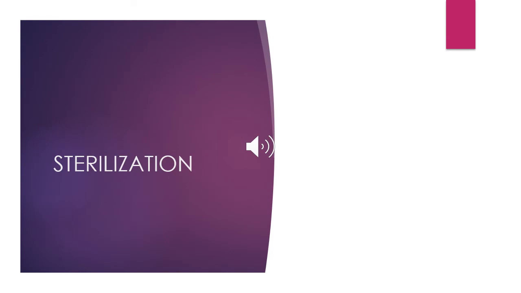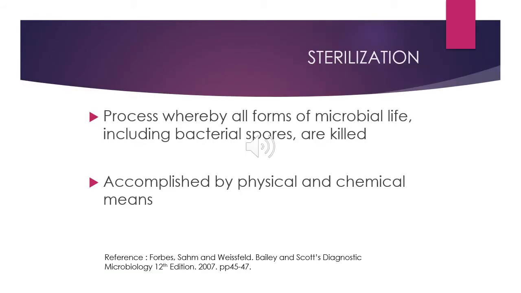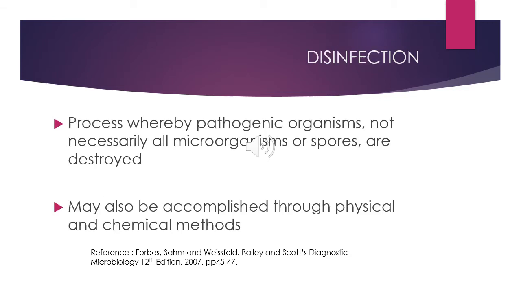So we're done with your common staining techniques. Let us now go to a more important procedure done in the microlab, which is sterilization. As we all know, sterilization is a process by which all forms of microbial life, including spores, are killed. Spores are the toughest to eradicate when you are trying to sterilize materials that you have to use for microbiology. This is accomplished by physical and chemical means.